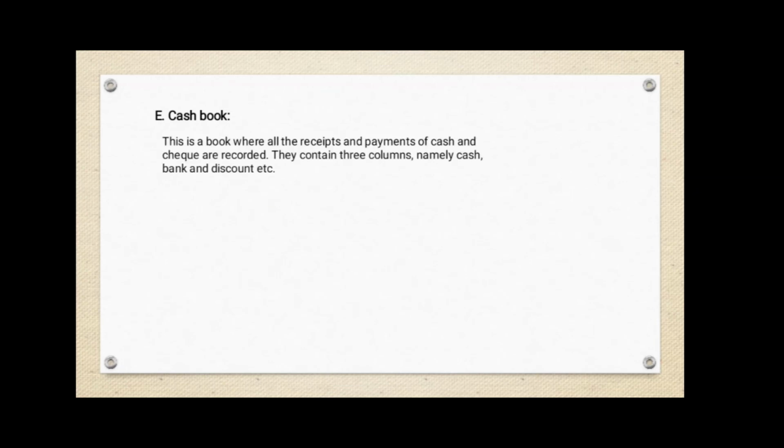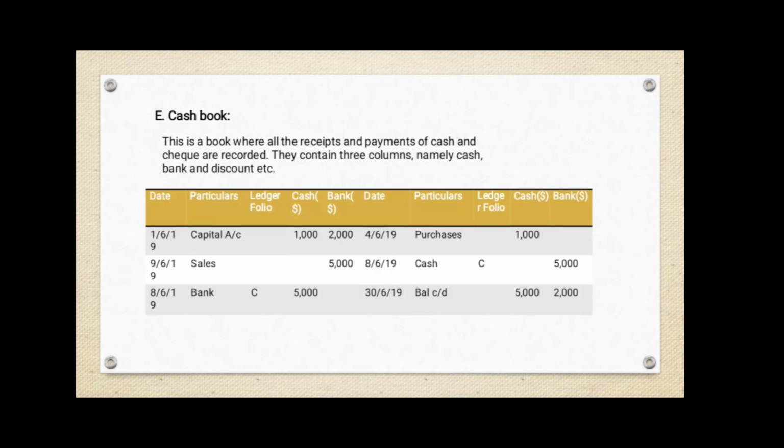F. Cash book. This is a book where all the receipts and payments of cash and check are recorded. They contain 3 columns, namely cash, bank and discount. The table below further broadens our knowledge.